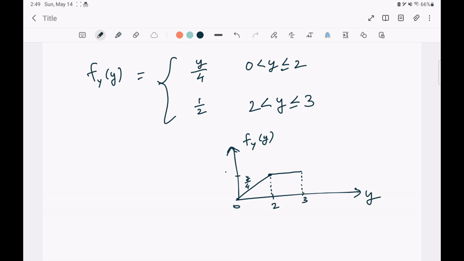You can also verify that the area under the graph is 1, as the value of this rectangle is half, and the value of this is also half. So half plus half is 1, and it satisfies the condition of probability that the total probability should be equal to 1. Hence we have found out the probability density function of y and the cumulative distribution function of y, where y is a function of the random variable x.